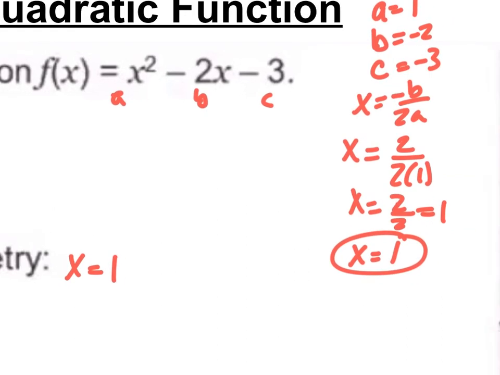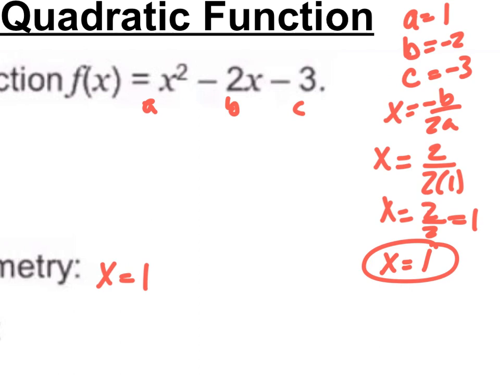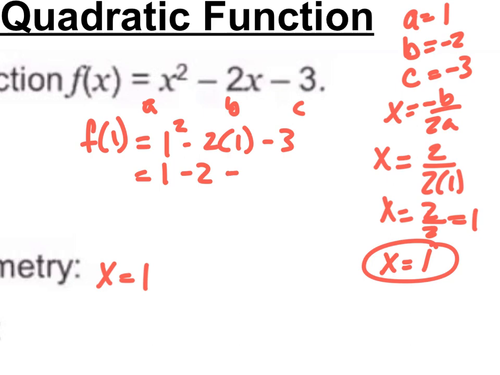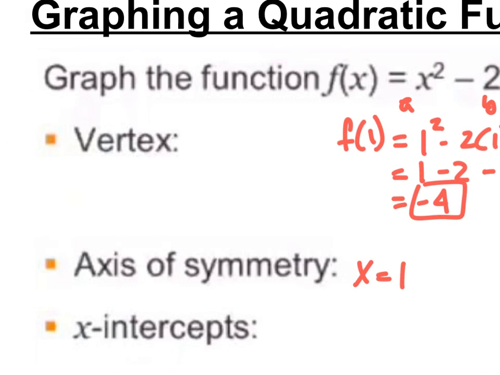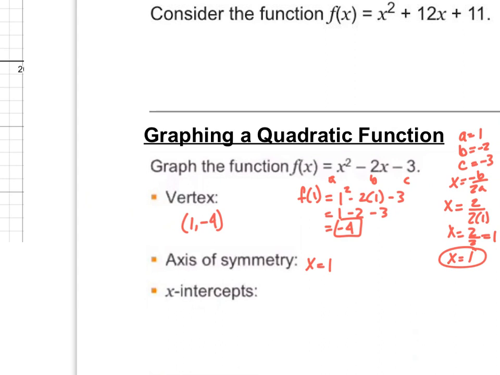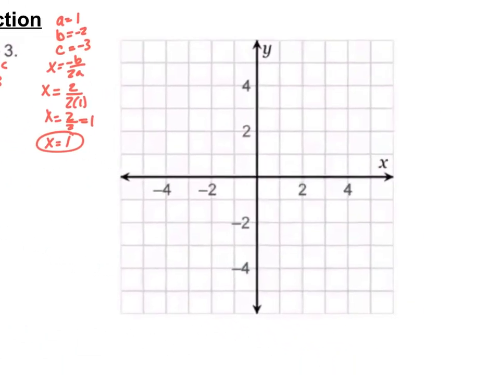The next thing I want to do is plug this number into my function to find the y value of that vertex. So if I did f of 1, it's going to give me 1 squared minus 2 times 1 minus 3. So this gives me 1 minus 2 minus 3. We get 1 minus 2 is -1, minus 3 is -4. So this is the y value of my vertex. So my vertex is the point 1, -4. Now I'm going to go ahead and graph that over here. I'm going to do 1, -4, and plot that point right there.